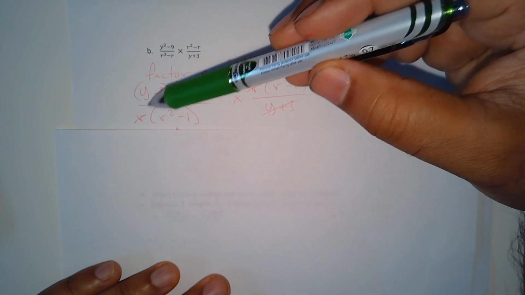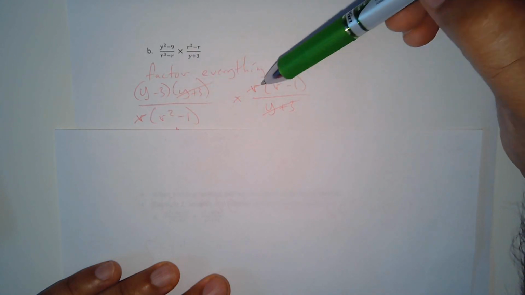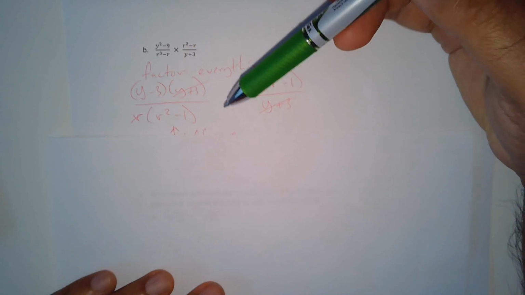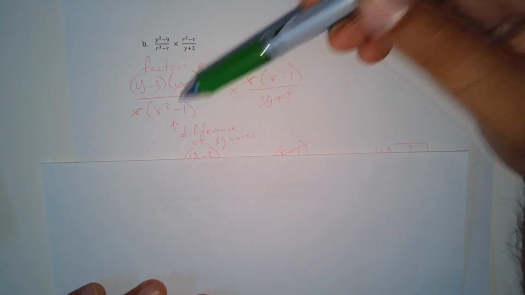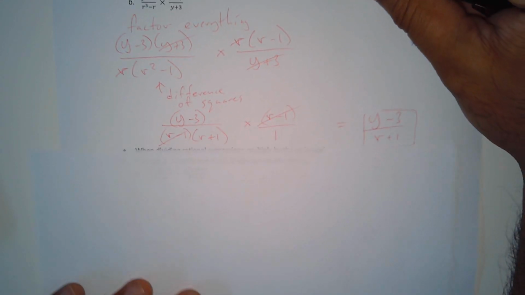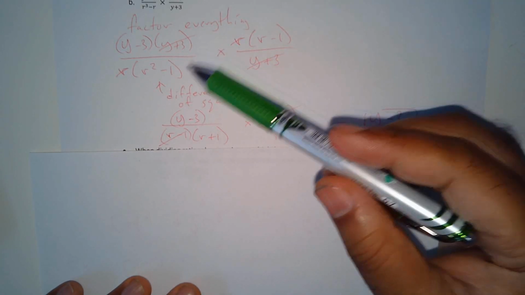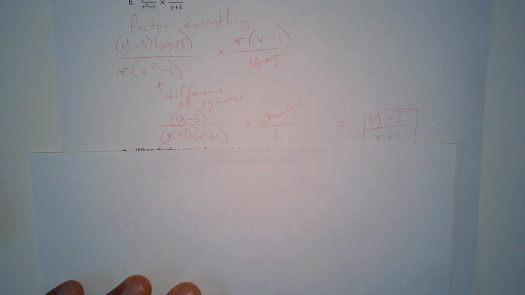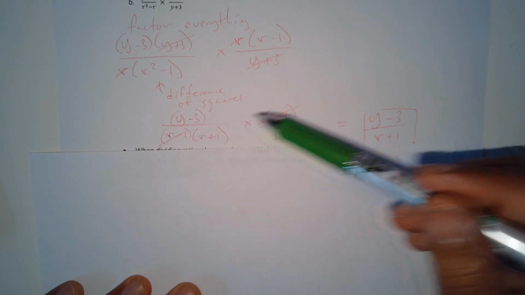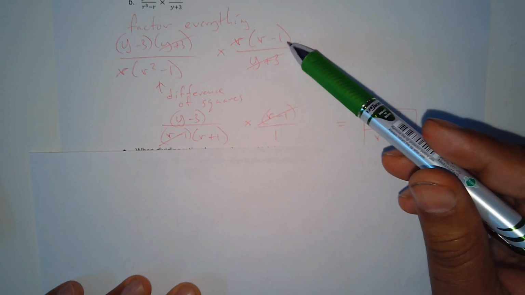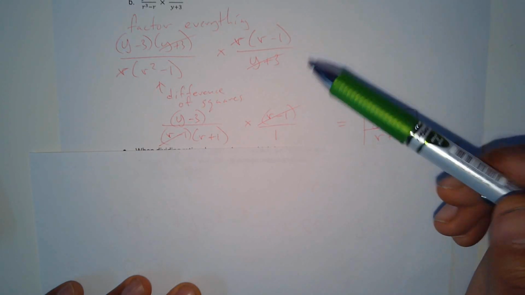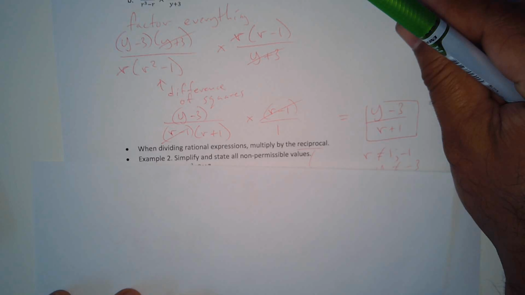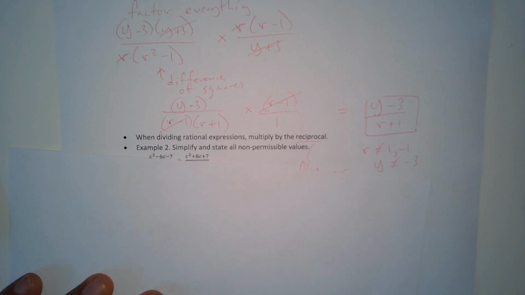Again, you're looking for something that's the bottom of one and the top of another, and they can cancel out. Y plus 3 can cancel out. Now this r squared minus 1, you might notice that's also a difference of squares, so you can factor it to r minus 1, r plus 1. The r minus 1 here is going to cancel out with the r minus 1 from this one. So now all you're left with is y minus 3 and r plus 1.